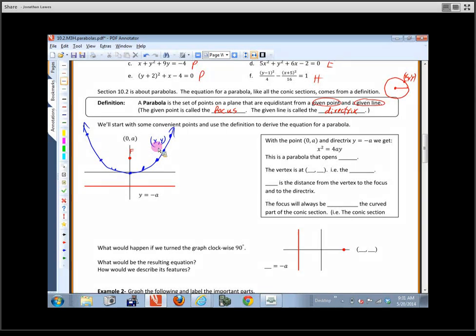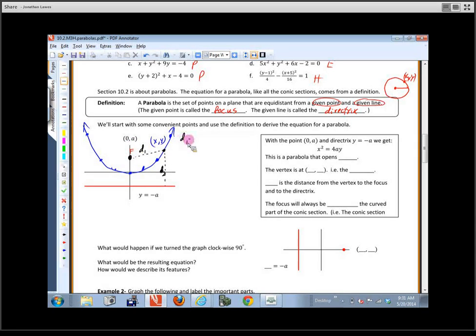Now, what I want to keep track of is this. I want to figure out how far it is from here to here and how far it is from here to here. So I'm going to call this one D1 and this one D2. So distance 1 and distance 2. Now, distance 1 is the distance between these two points. There are the coordinates for that point, and there are the coordinates for this point.